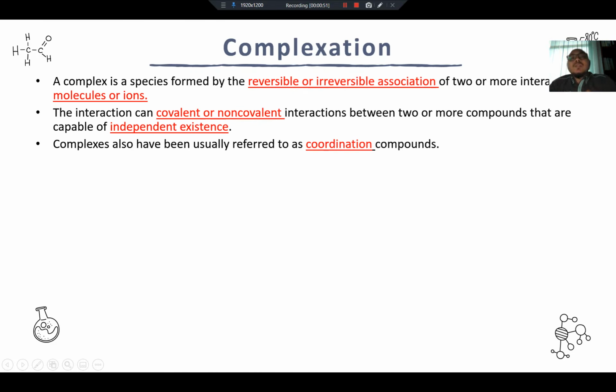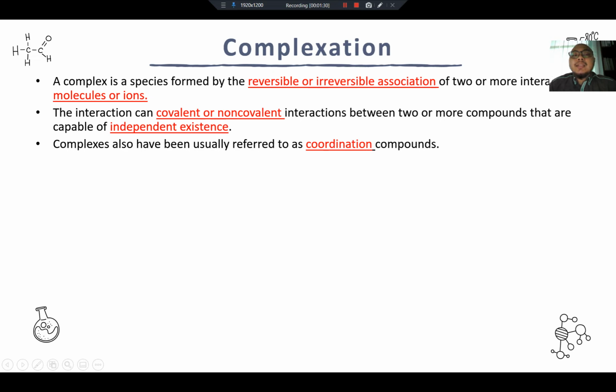Complexation is the complex species formed by the reversible or irreversible association of two or more interacting molecules or ions. So it can be interaction between molecules and molecules, molecules with ions, or ions and ions. The interaction can be covalent or non-covalent between two or more compounds that are capable of independent existence. Covalent means it can be between organic or ionic compounds. So they are capable of independent existence.